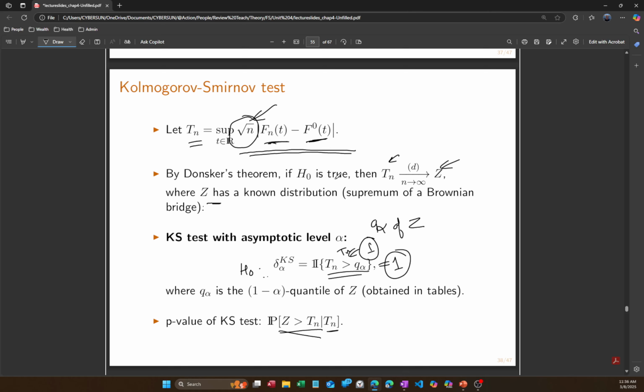Now let me summarize what we learned today. The Kolmogorov-Smirnov test provides a robust method for testing the conformity of an empirical distribution Fn to a hypothesized distribution F naught. By utilizing Donsker's theorem, it determines whether deviations of Fn from F naught are significant based on critical values of the supremum of the Brownian bridge. This test is widely applicable across different contexts due to its non-parametric nature and asymptotic properties.